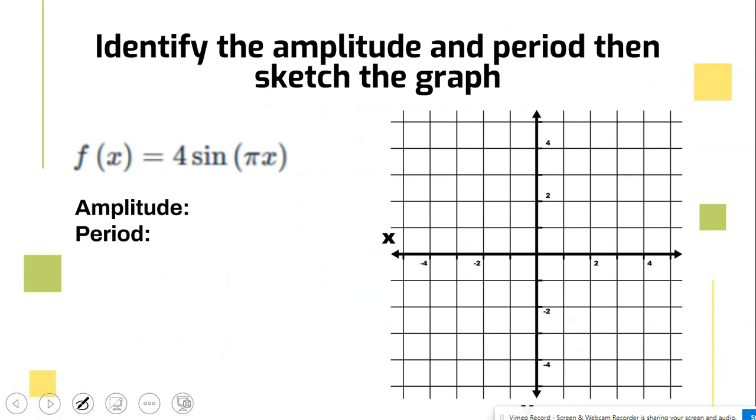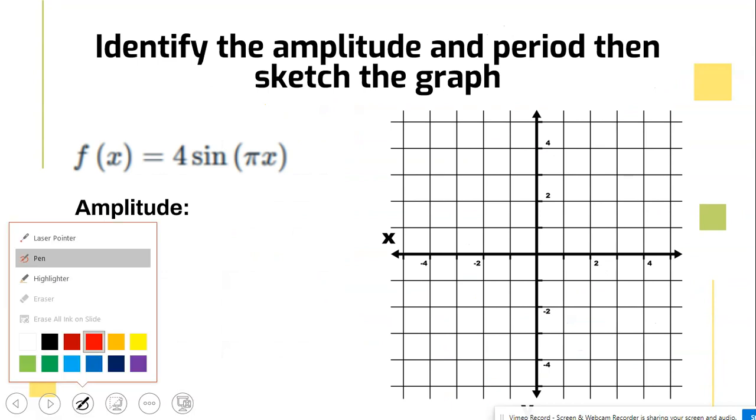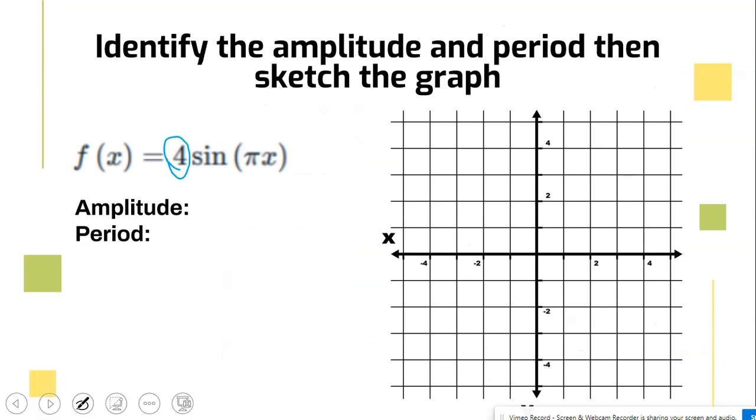Here's another one, okay? Identify the amplitude and period and then sketch the graph. Okay, so we've got 4 times sine of pi x. Automatically, amplitude's right here. Amplitude is 4. The maximum height is 4. The minimum height is -4. So we know that the max is here at 4 and the minimum is here at -4. You can even put these horizontal lines like I'm doing as like don't cross these lines. That's as high as it can go and as low as it can go.